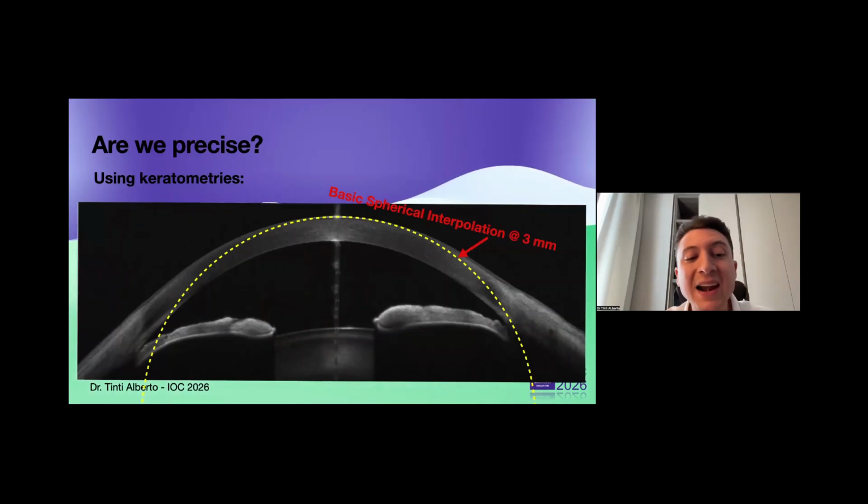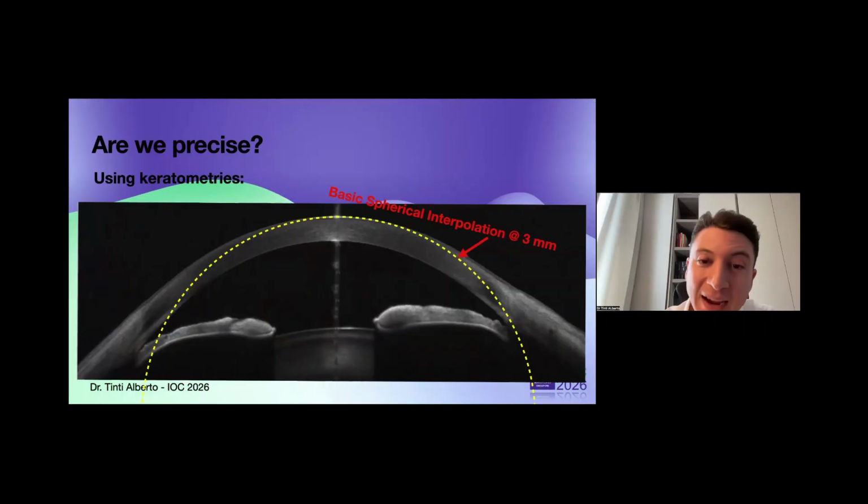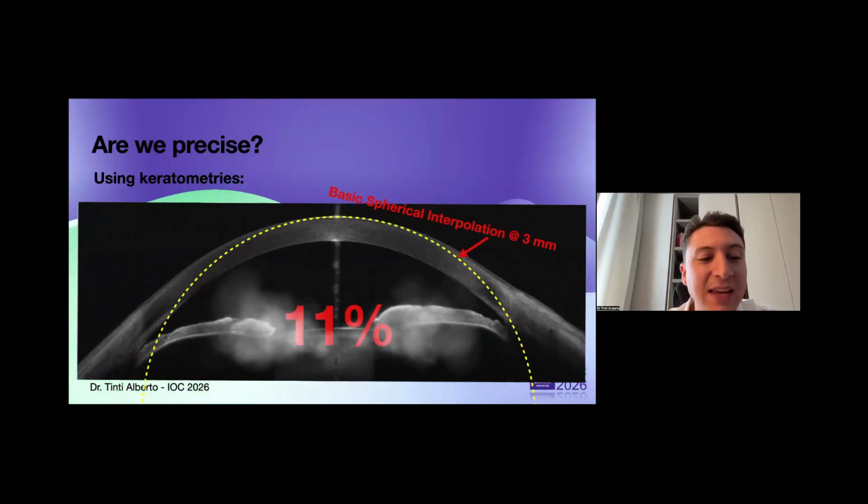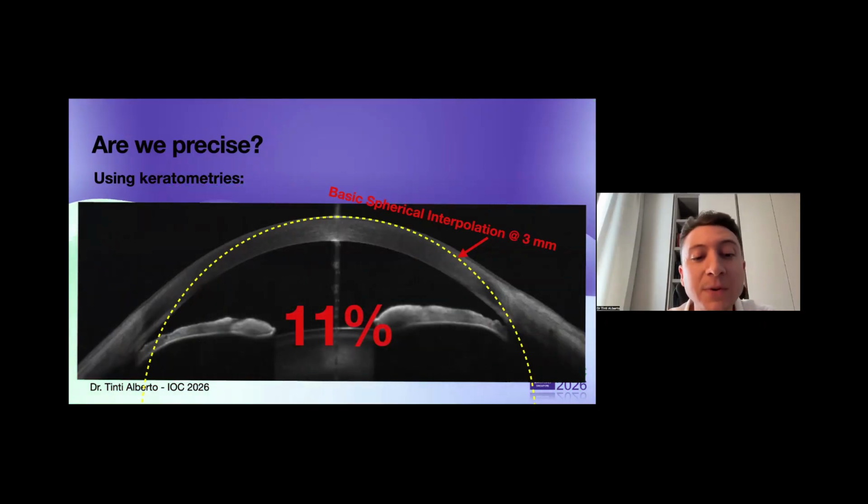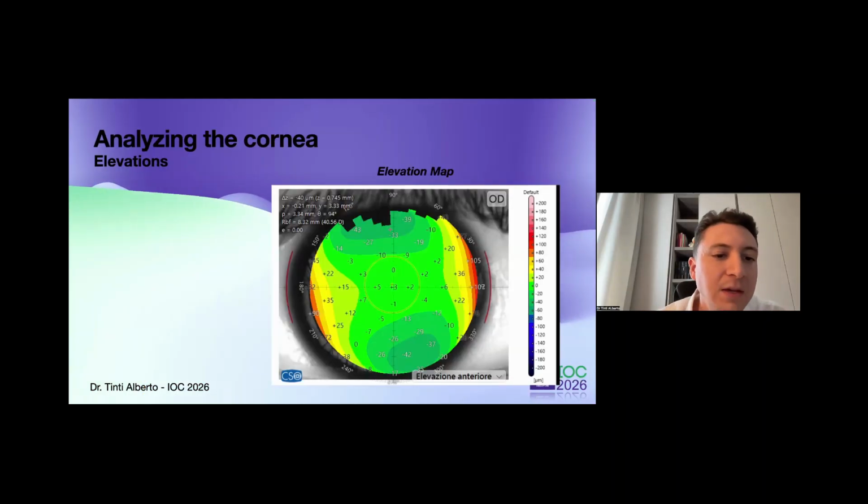Irregular corneas are not defined by the center, but by the entire geometry, and keratometry only uses a very small portion of the available data. In fact, it's interesting to say that we're only using about 11% of the information that a topographer can give us. So we're just ignoring a lot of information from the topographer. We need a better way to describe corneal geometry.